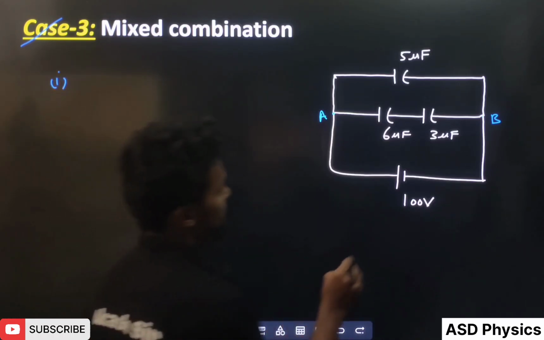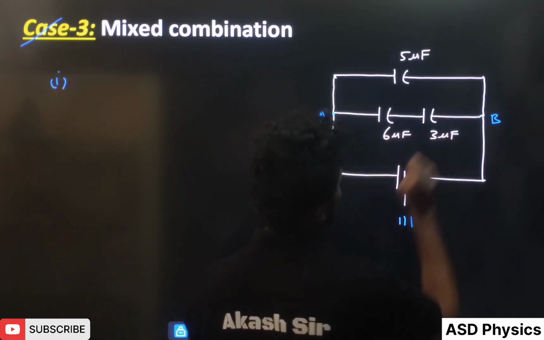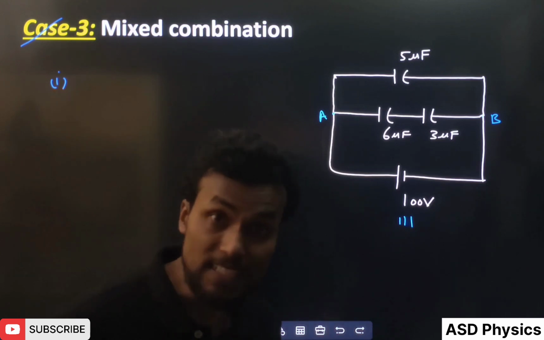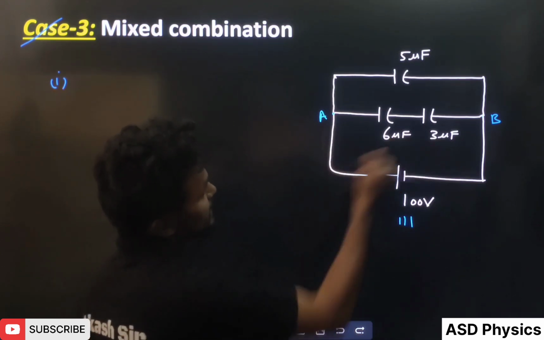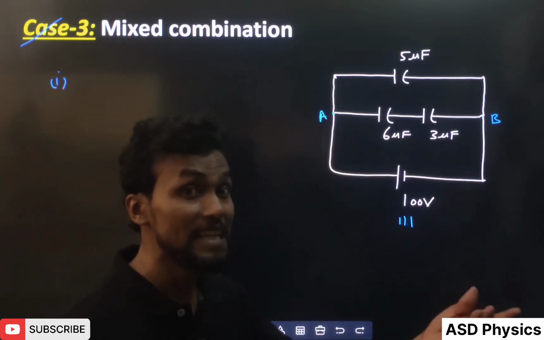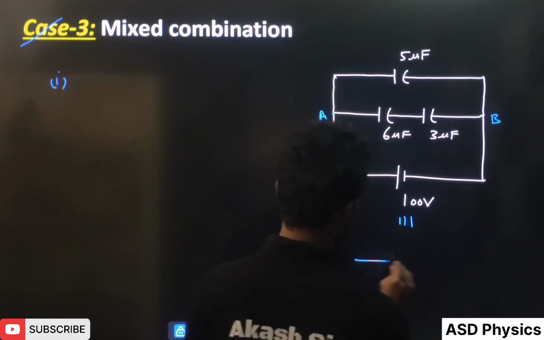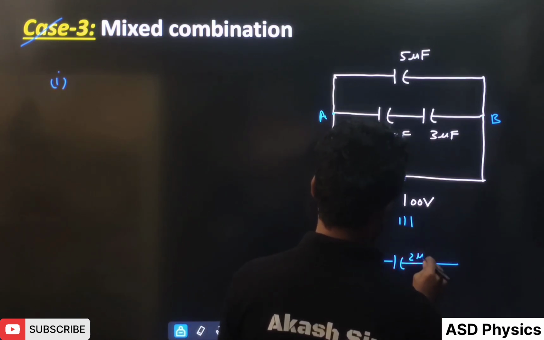You can see very well, this 6 and 3 are connected in series, that means again C1 C2 by C1 plus C2. So 6 into 3 by 6 plus 3, that means 18 by 9. How much is coming here? 2 microfarad.